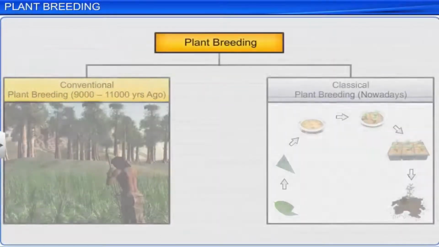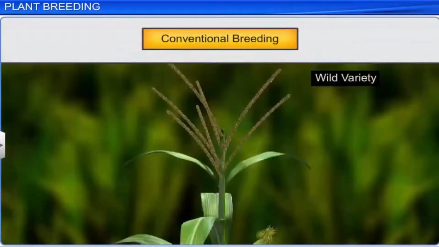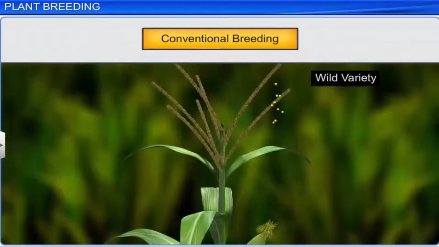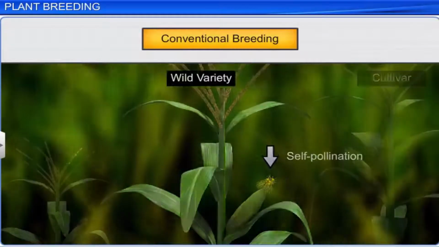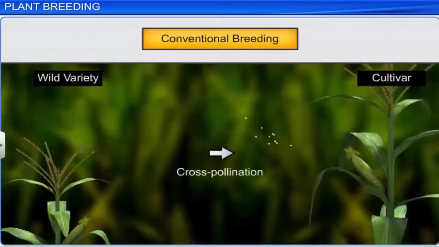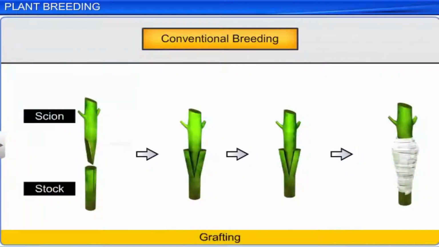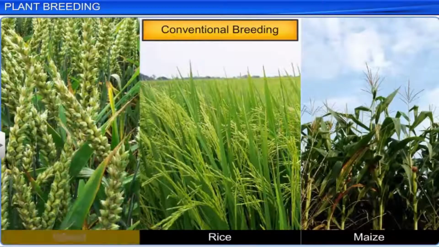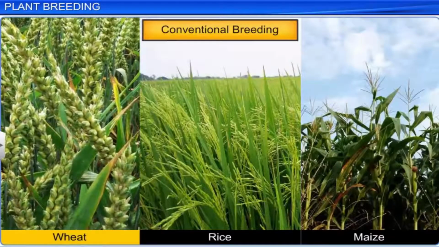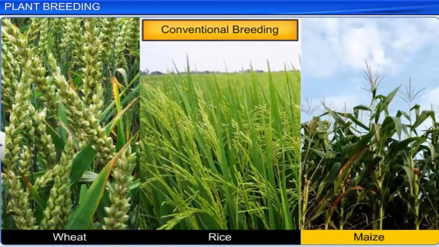It dates back 9,000 to 11,000 years ago, when conventional plant breeding was practiced. Conventional or traditional breeding is crossing plants for desirable characters sexually through self or cross-pollination, or asexually through grafting. Most of the major crops such as wheat, rice, and maize are the result of conventional breeding.